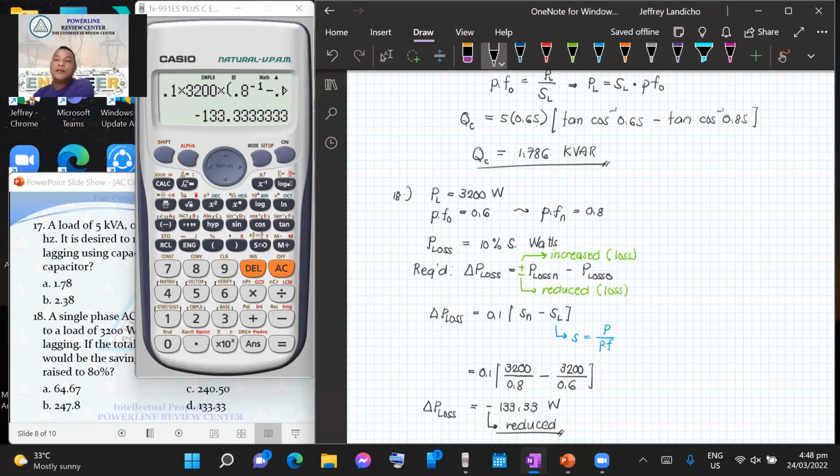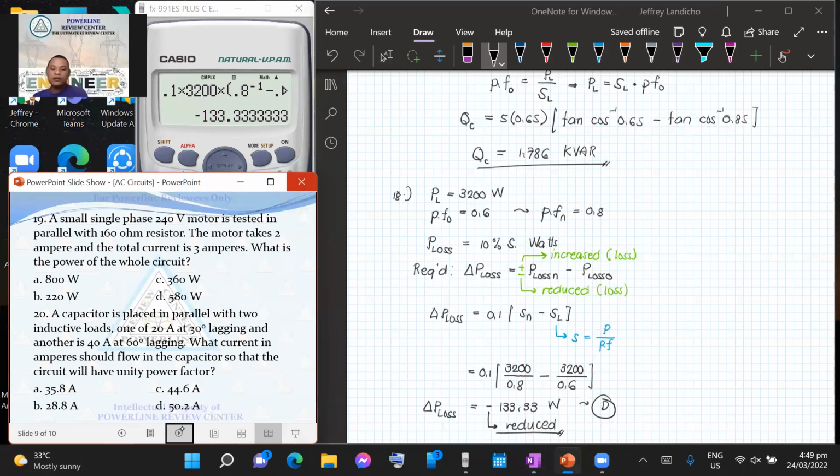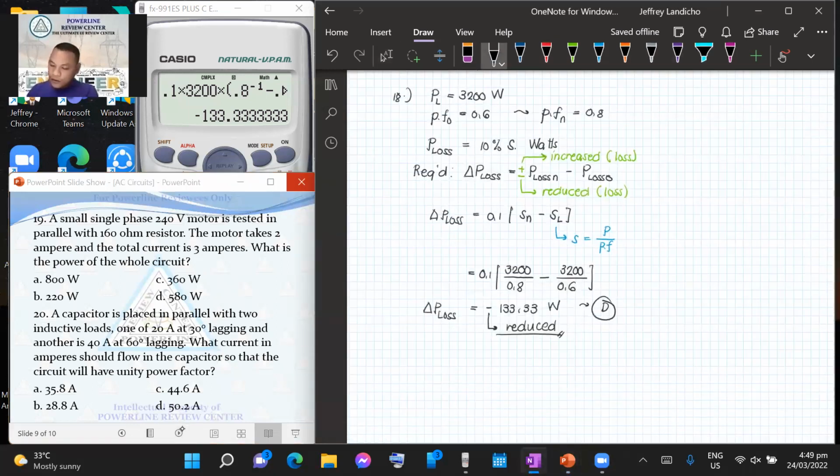So, kung reduce yan, so nakasave tayo with respect to the power loss. So, power loss is being reduced by 133.33. So, therefore, the savings in terms of watts, it is also equivalent to how much power loss is being reduced. So, therefore, the answer would be those time. So, any question regarding problem number 18? Okay? So, itong 19 and 20, this is just parallel operation. Hindi ko na isusolve.